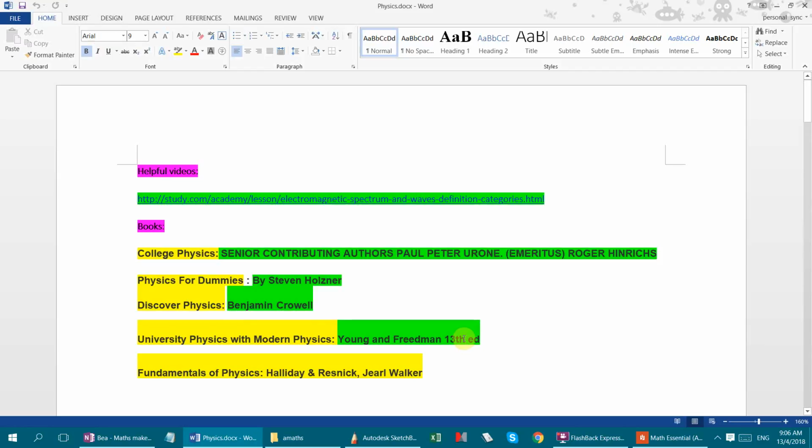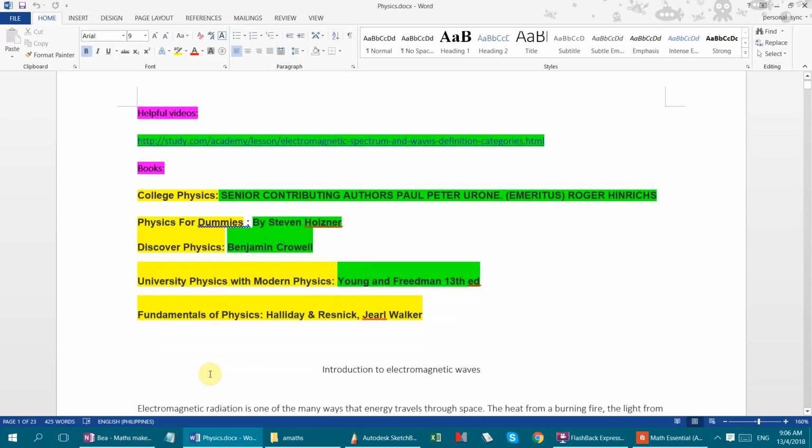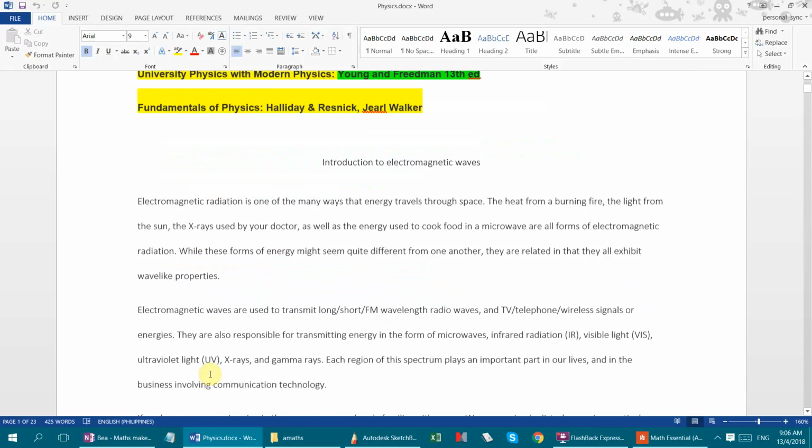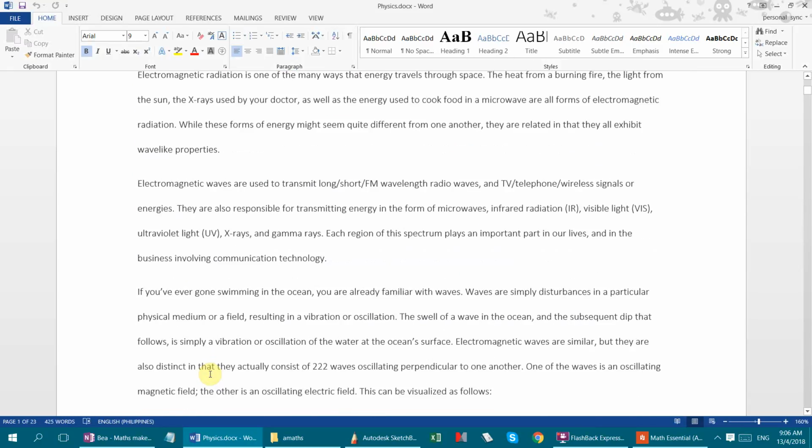Okay, this part looks not bad. Now, so far we have really only one good source, which is the website I gave you for Khan Academy. That is a very detailed and good explanation. But we need more than that.